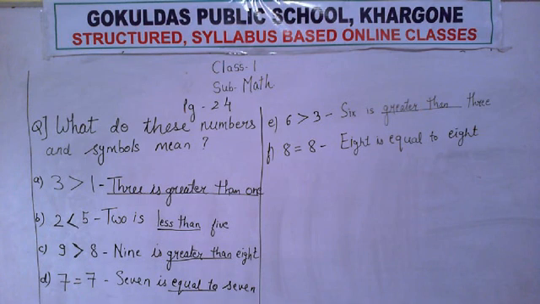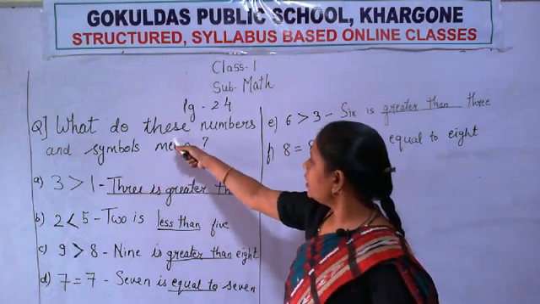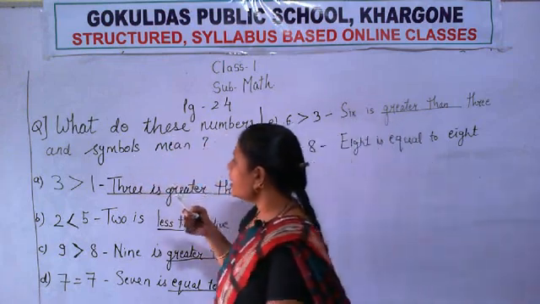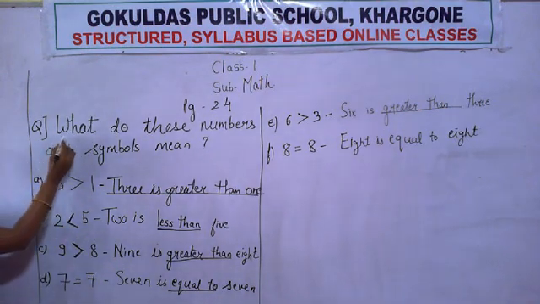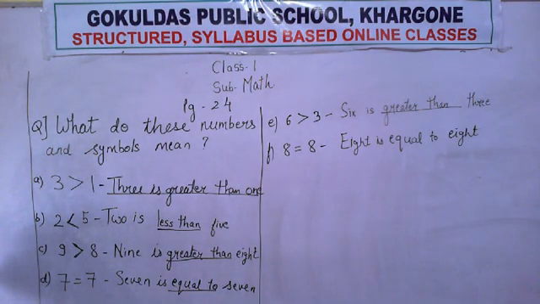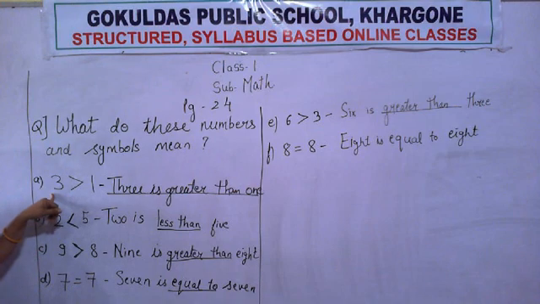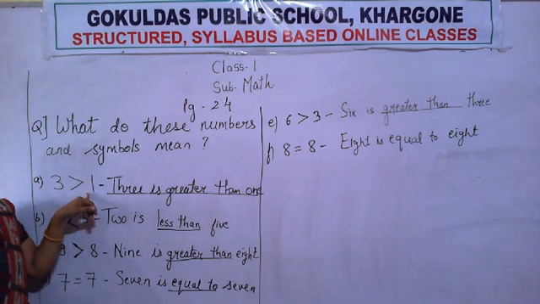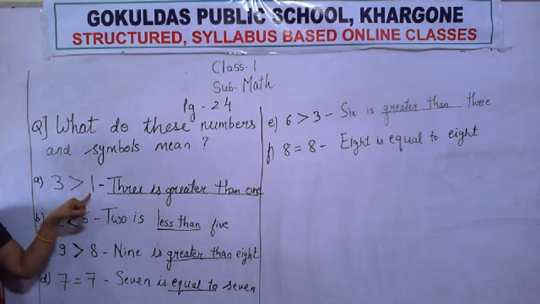Okay, again I am explaining. What do these numbers and symbols mean? What is the question? What do these numbers and symbols mean? Okay, so first, 3 is greater than 1. How do we read it? We read it as 3 is greater than 1.